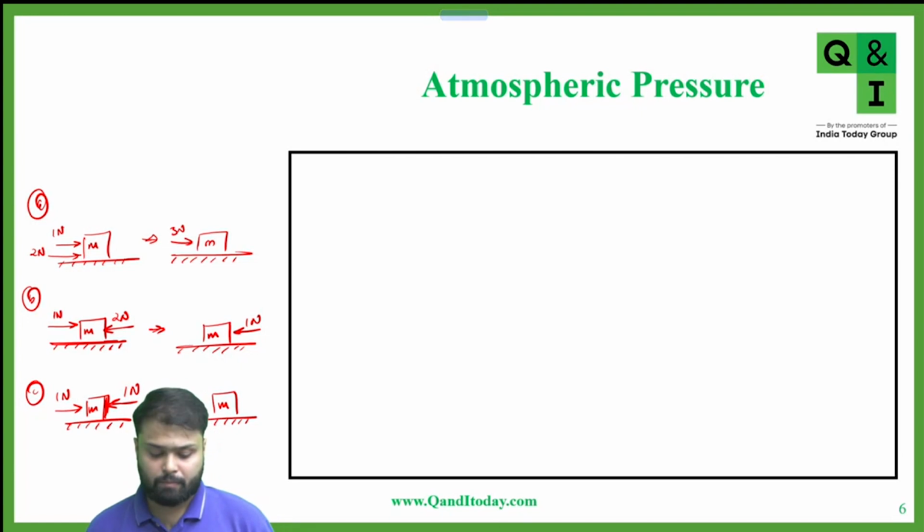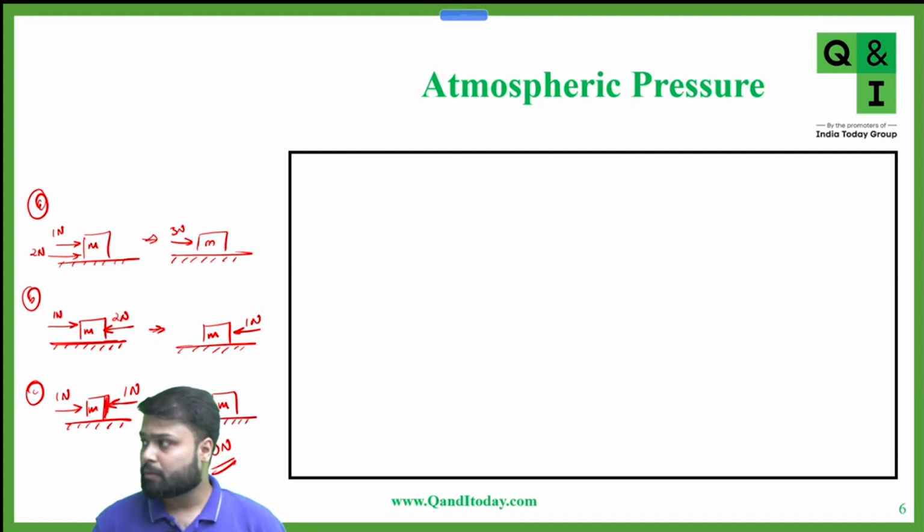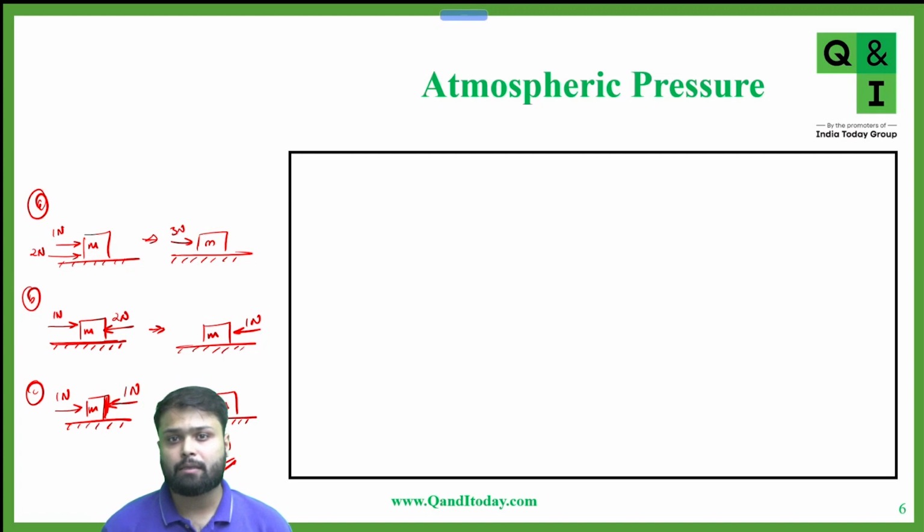Sir, there will be no force. The resultant will be 0 Newton because the force is applied from both sides equally. Yes, if two forces act in opposite directions and are of the same magnitude, then the resultant is 0 Newton. Yes or no? Okay. Yes.